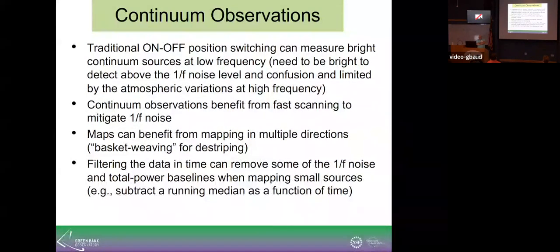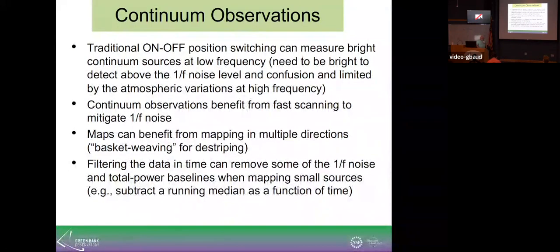So these are just some points here. Obviously, you need bright sources to detect them above the 1/f noise level and confusion. You benefit from fast scanning to mitigate the 1/f noise. These are just general points, so I'll go into more detail. Maps can be done in multiple directions. You ever hear of basket weaving? You map in RA and then you map in Dec. And that way you can remove some of the systematics.